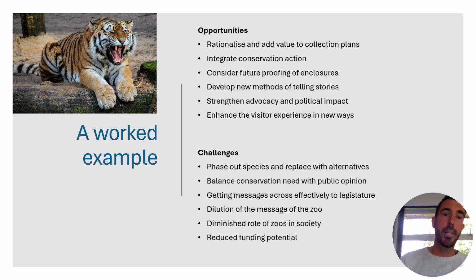But our challenges could be that it's simply not right anymore to keep these species. So perhaps we have to phase them out, replace them with alternatives, and use those alternatives to tell their story more effectively. How do we balance the conservation need of keeping some of these rare species against public opinion?